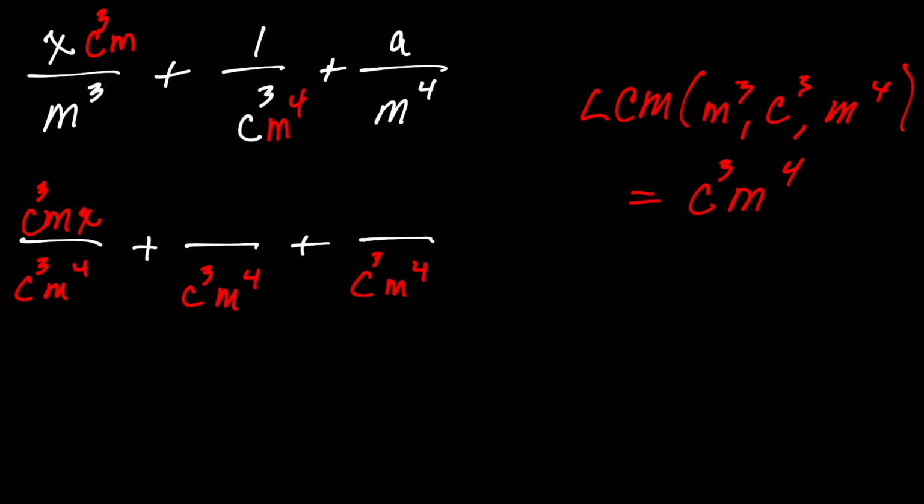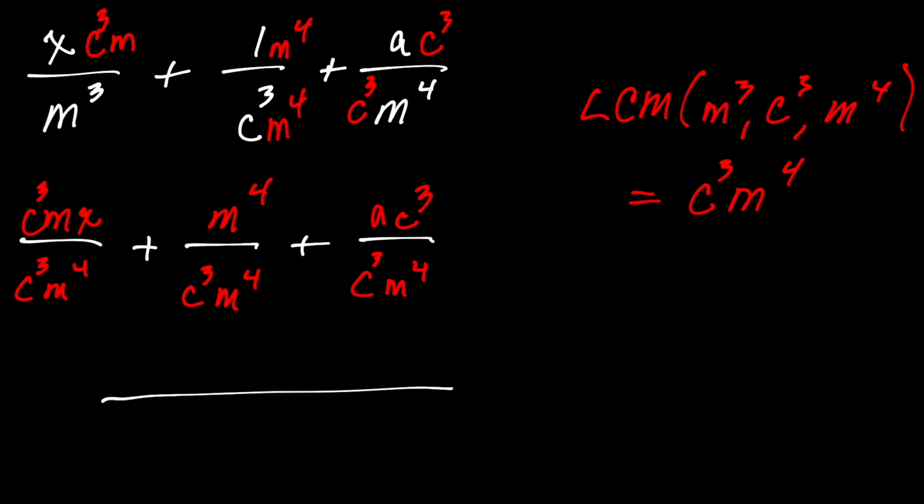So whatever you multiplied by on the bottom, you got to multiply by on the top. 1 times m to the 4th is m to the 4th. And the last fraction, m to the 4th is there, but there's no c cubed. So I had to multiply by c cubed. So the top gets multiplied by c cubed. Now we have a common denominator of c cubed m to the 4th.